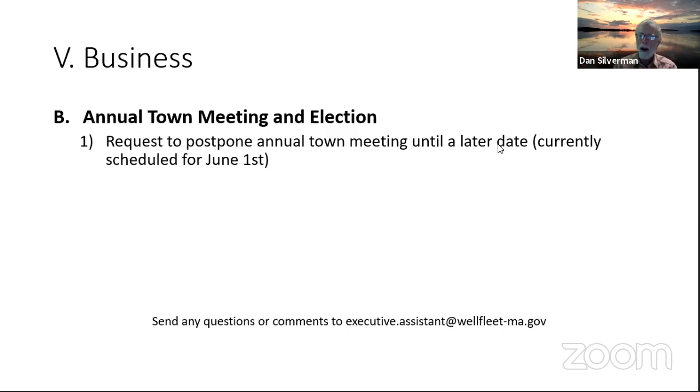So the options that are available to us are trying to come up with some technological solution to holding town meeting before the end of the fiscal year, or to use the alternatives that have been given to us by the legislature now, which Helen referred to, of spending based on last year's budget, and push the town meeting to sometime in the future when we may have a clear idea of whether or not it's safe to meet.